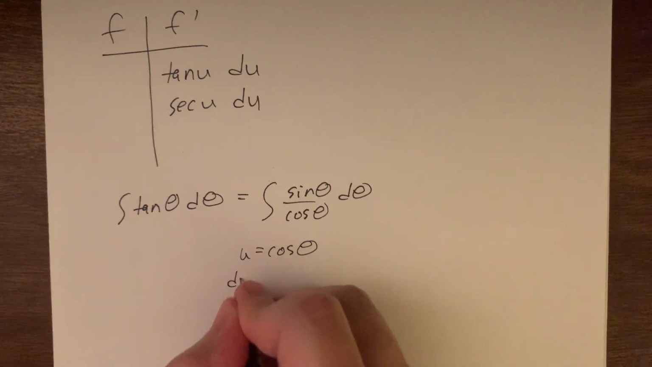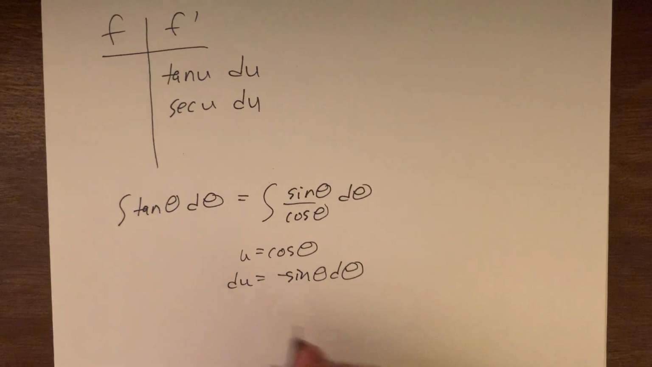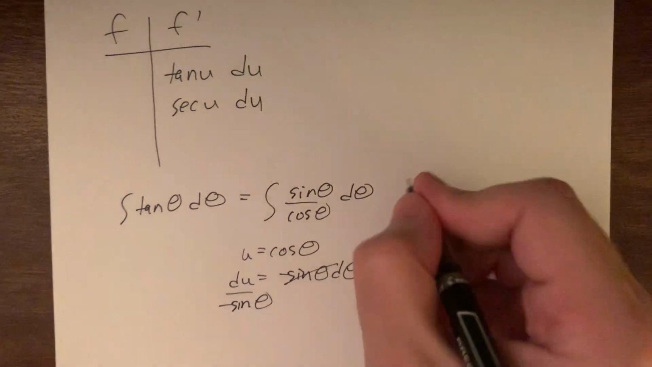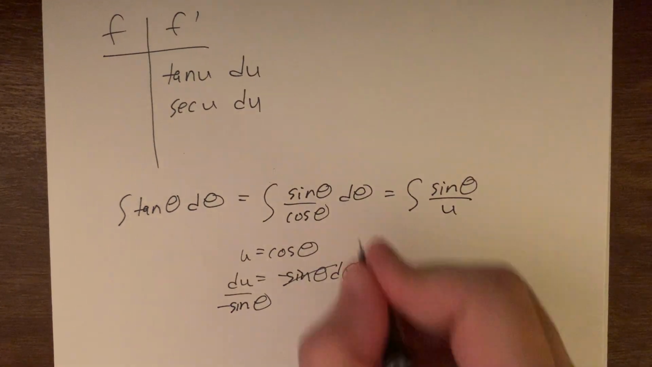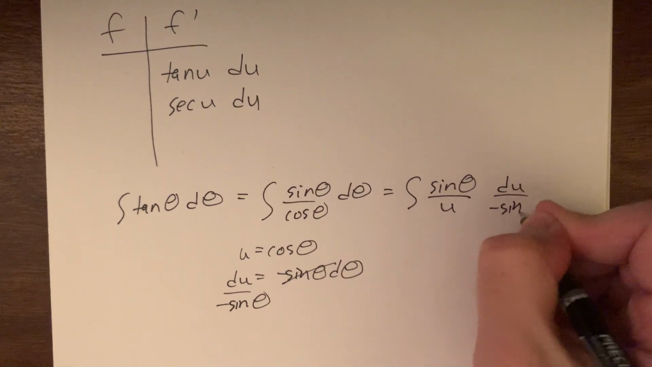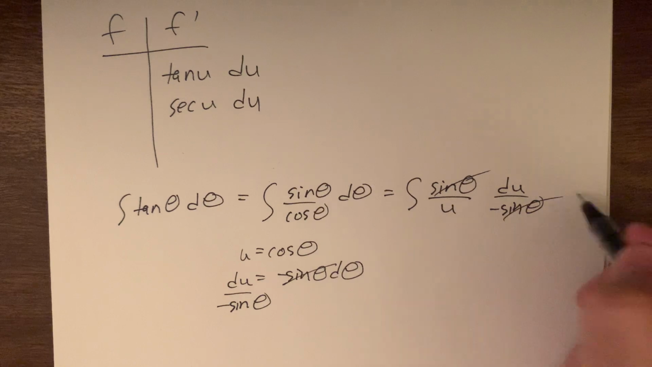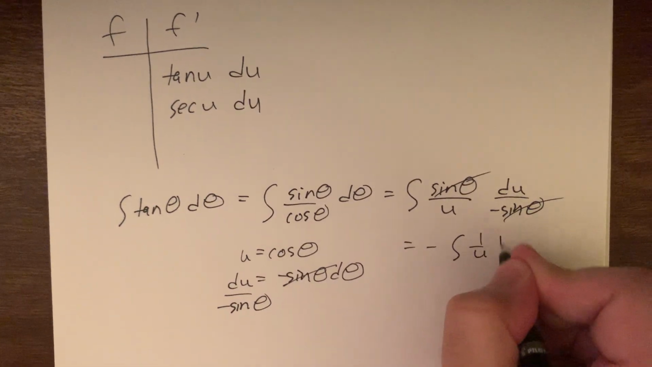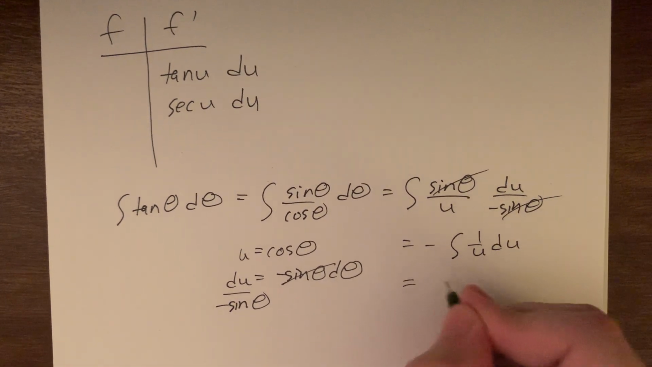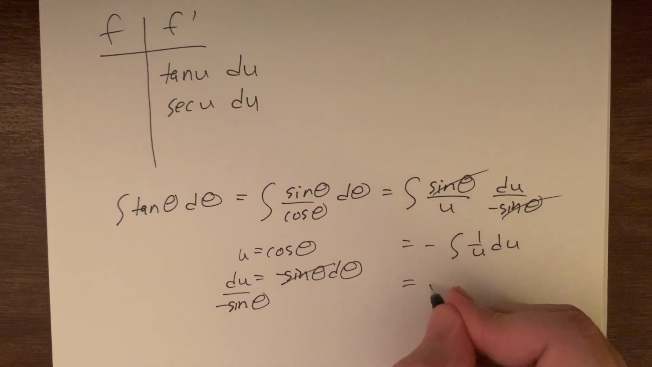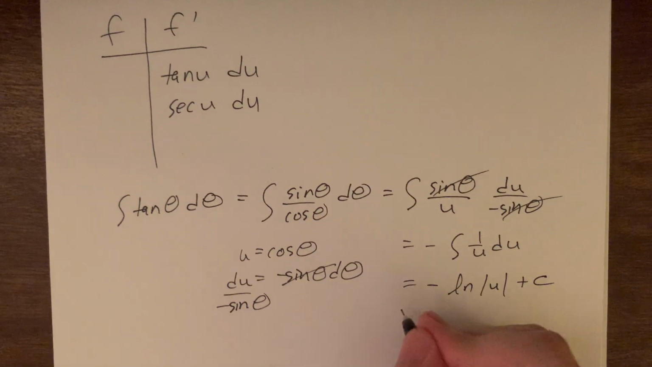I pick u as the denominator. The derivative of cosine is negative sine. Sine hanging out. Cosine became u. d theta became du over negative sine. As we've seen, you pick u as the denominator, the signs cancel. Yeah, there's an extra negative, but you pick u as the denominator, you want 1 over u du. That's a known antiderivative. This u substitution is working. We finished the problem. That would be minus log absolute value of u plus c.